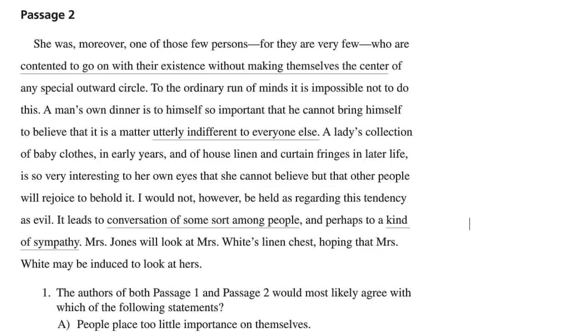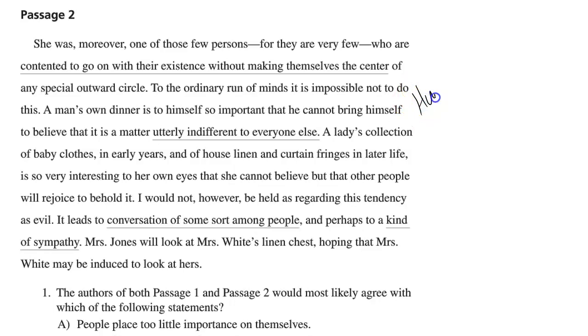She was, moreover, one of those few persons, for they are very few, who are contented to go on with their existence without making themselves the center of any special outward circle. To the ordinary run of minds, it is impossible not to do this. A man's own dinner is to himself so important that he cannot bring himself to believe that it is a matter utterly indifferent to everyone else.